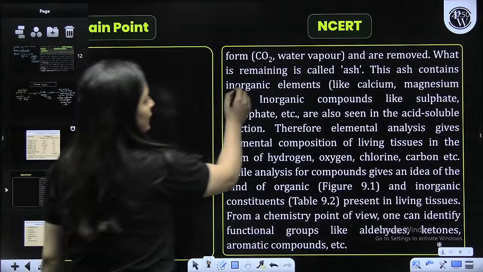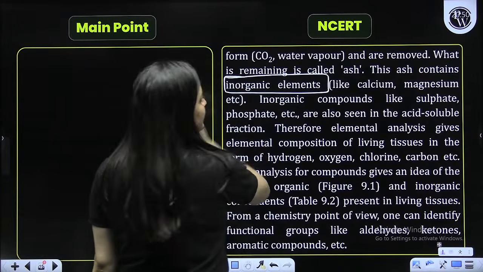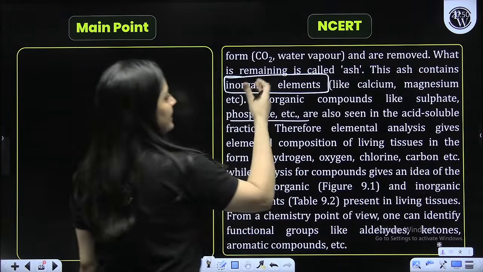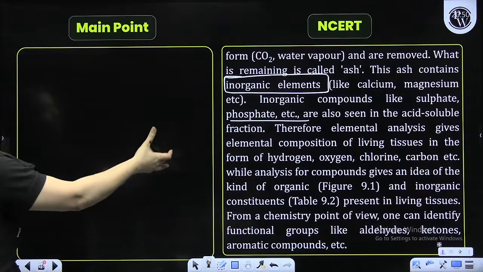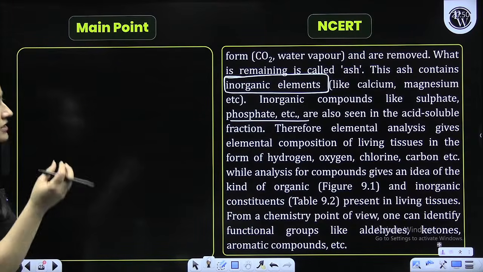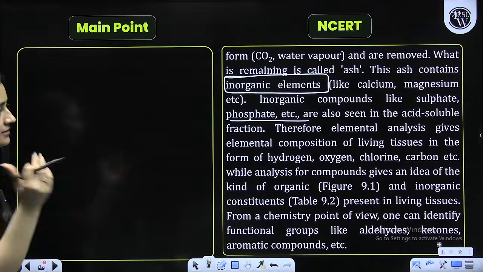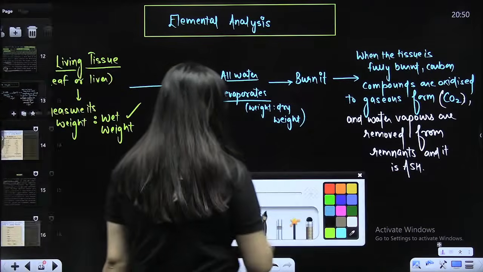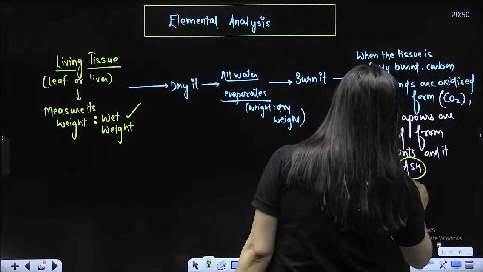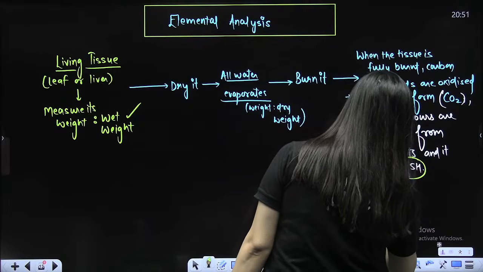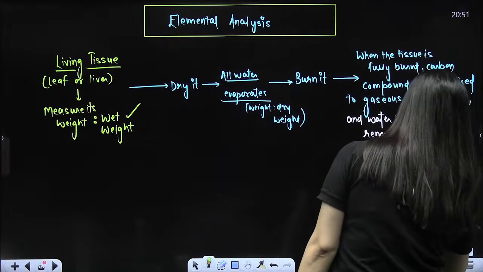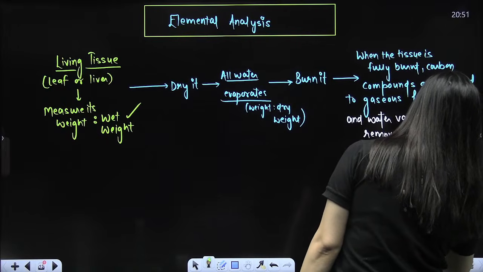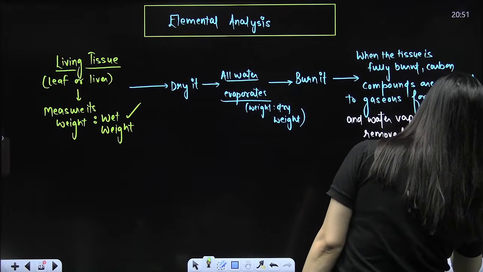So this ash will have what? Inorganic elements, beta, like sulfate, phosphate, calcium, magnesium. So they are also found in the acid soluble fraction. Is that clear? So that is what we have mentioned here. So here you can see, this ash contains inorganic compounds, right?